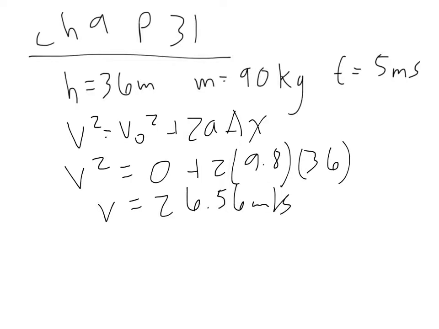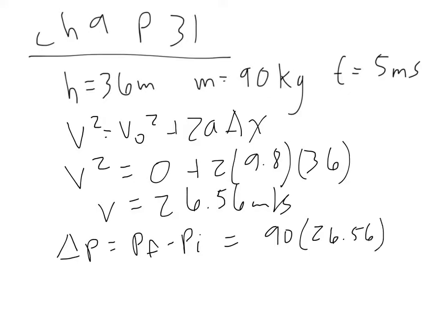We need to slow the person down from that velocity to 0, slow them down to rest. So the change in momentum is going to be equal to p final minus p initial. And that's going to be equal to 90 multiplied by 26.56, the mass of the person times their initial velocity. We don't have to worry about the final velocity because that's going to be 0. And again, we're not really worried about the minus sign here. So the change in the person's momentum is 2,390.4 kilogram meter per second.